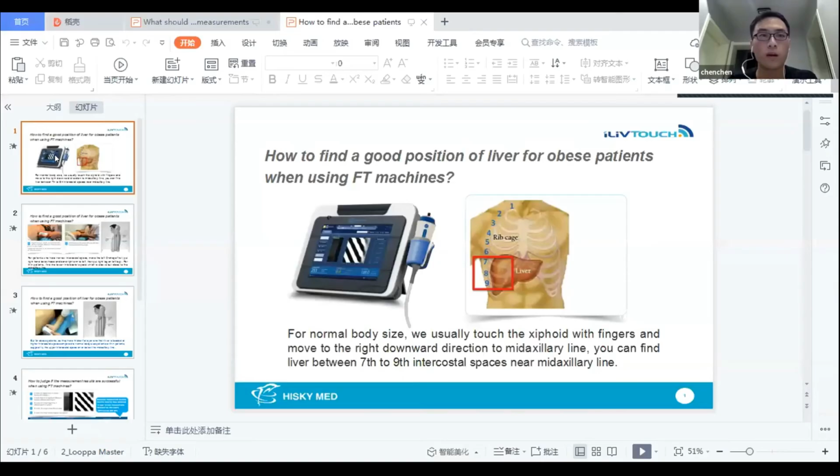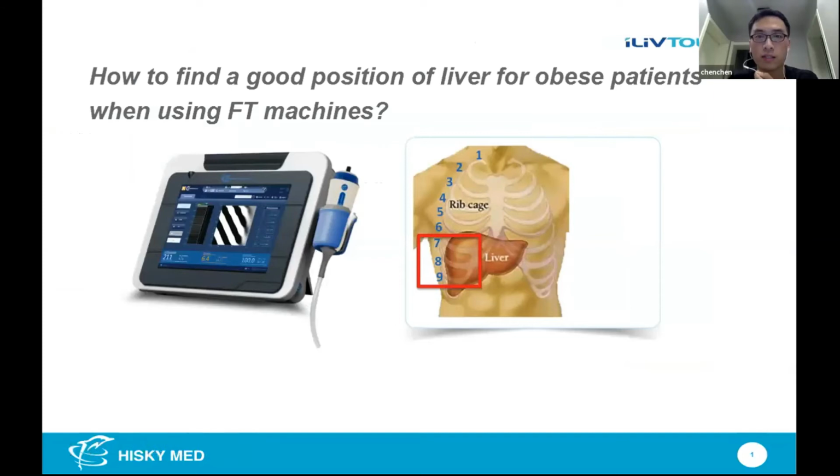Okay. If you can see the picture as I show, we usually find the liver position when we use the FT machines. We choose the liver position between the 7th to 9th intercostal space near the midline. So usually we will find this position.